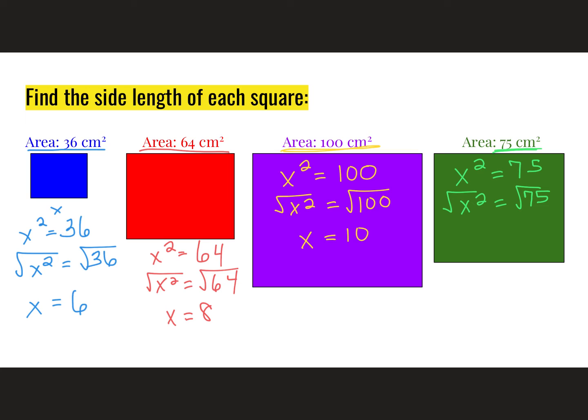So I could leave this as x equals the square root of 75, or I can give an approximation. X approximately equals, see how my equal sign is sort of wavy? That means it's approximately equal to 8.66. Okay? And we'll get more into approximating those later.